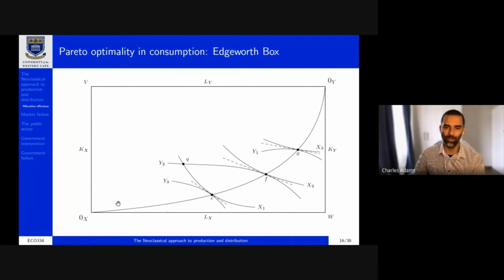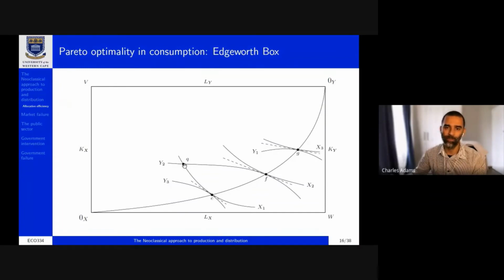And these horizontal lines indicate the total quantity of labor, and the vertical lines indicate the total quantity of capital. Again, each point on the contract curve reflects a point at which the production of one of these goods, say good X, can only go up if the production of the other good goes down. So points E, F, and G on the contract curve are such points. Here we have a point Q, which is not such a point.